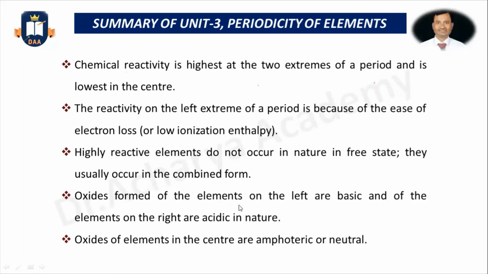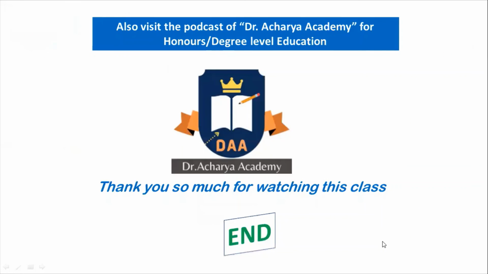Oxides formed of the elements on the left are basic and of the elements on the right are acidic in nature. Oxides of elements in the center are amphoteric or neutral. And this is the end of discussing the whole chapter, the unit number 3.